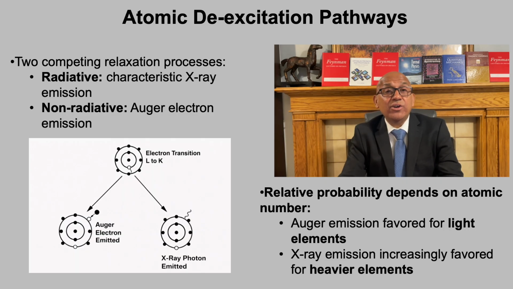After an inner shell electron is removed, the atom is left in an excited and unstable state. To relax, the atom can follow one of two competing pathways. In the radiative process, the energy released when an electron fills the vacancy is emitted as a characteristic X-ray photon. In the non-radiative process, that same energy is transferred to another electron, which is then ejected from the atom as an Auger electron. Which of these two processes dominates depends strongly on the atomic number, with Auger emission favored in light elements and X-ray emission becoming increasingly probable for heavier elements.